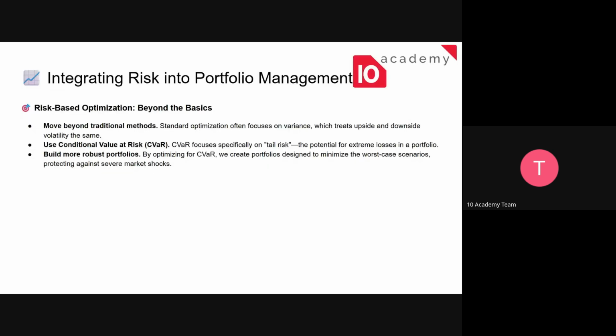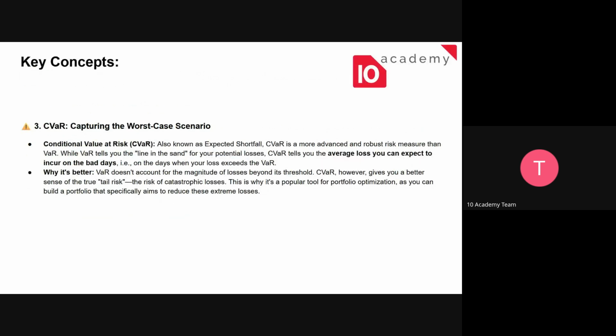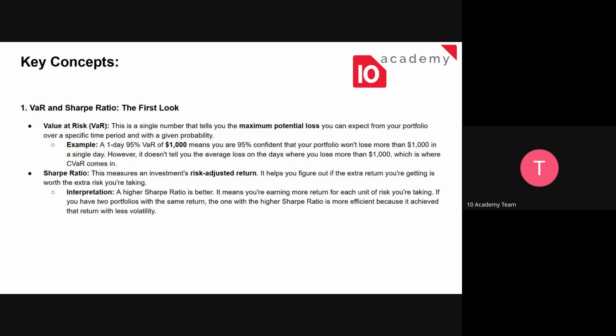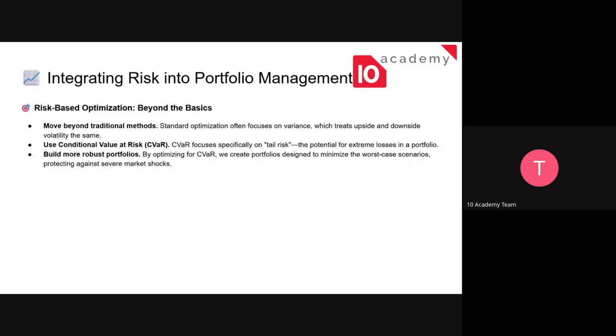So identifying those types of risks, like scenario analysis or stress testing, is trying to capture worst case scenarios, like seeing the standard deviation and putting the VaR in the Sharpe ratio. So what is the point of this? It is integrating risk into our portfolio management. Okay, so we need a risk-based optimization, which is beyond the basics.